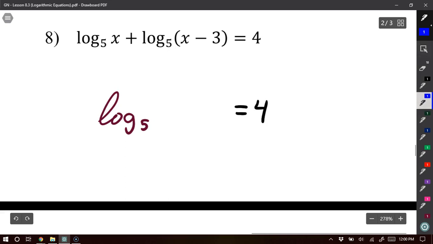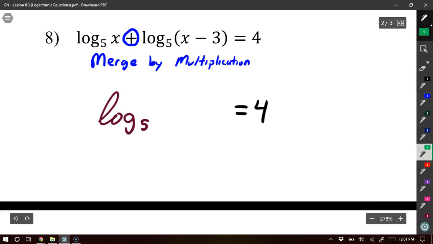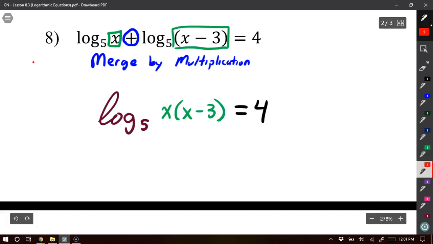Well, if I look at it, I am adding. So I'm adding, I'm going to merge by multiplication using my product rule. So I'm going to take my x, I'm going to take my x minus 3, and I'm going to multiply them together. Merge by multiplication, there's part 1. How are you going to merge those together? I'm going to multiply my x minus 3.